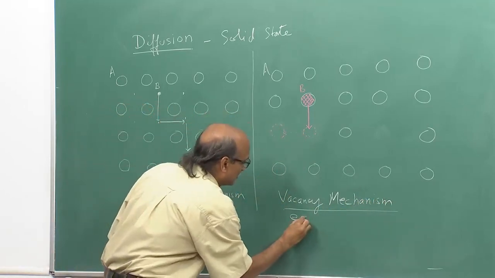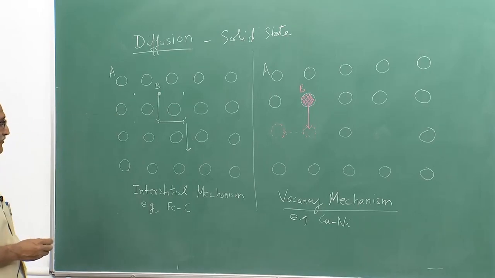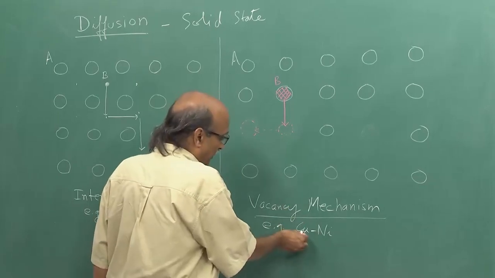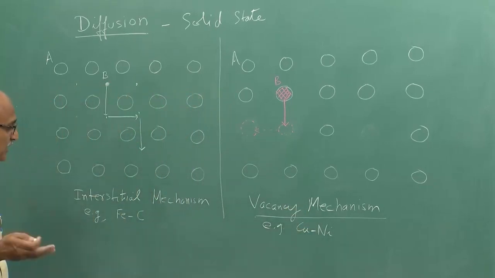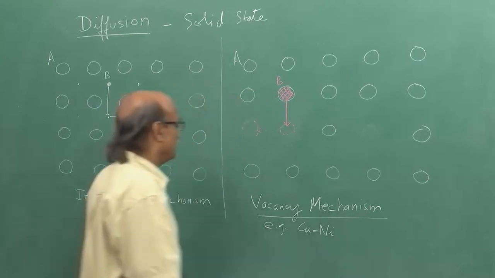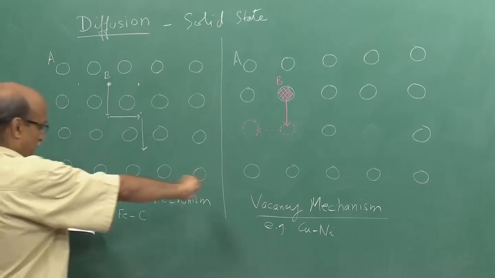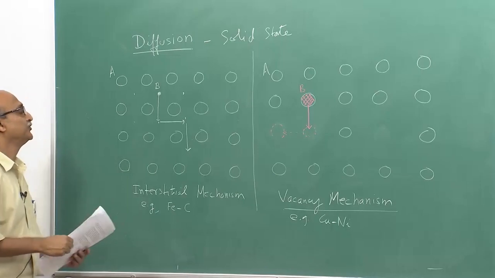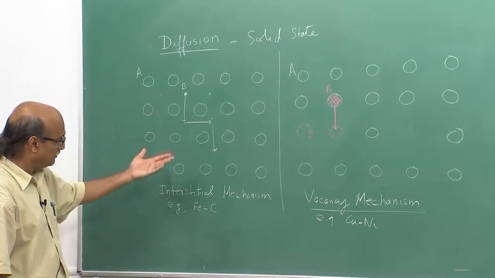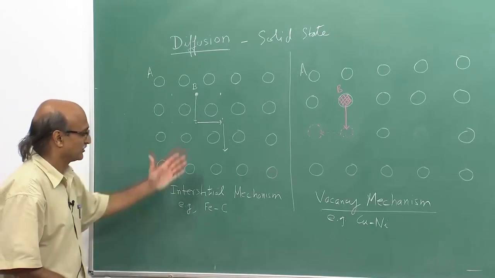An example of this could be copper nickel. Copper and nickel form a substitutional solid solution. And here, if the copper atoms have to move through a nickel crystal or a nickel atom has to move through a copper crystal, it will have to find a vacancy in one of its nearest neighbor positions. Now, these are the two cases by which diffusion in the solid state can be adequately described and then eventually mathematically modeled to be able to determine the kinetics of diffusion, how fast the atoms would move.